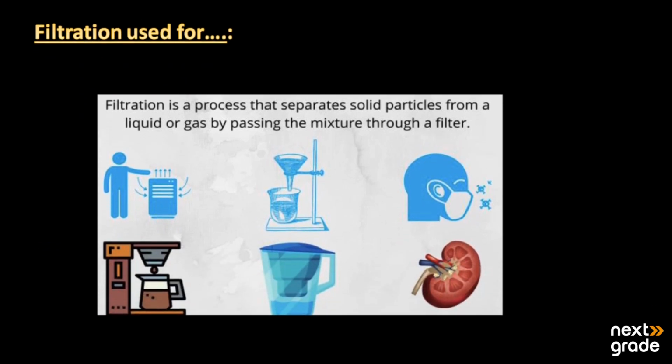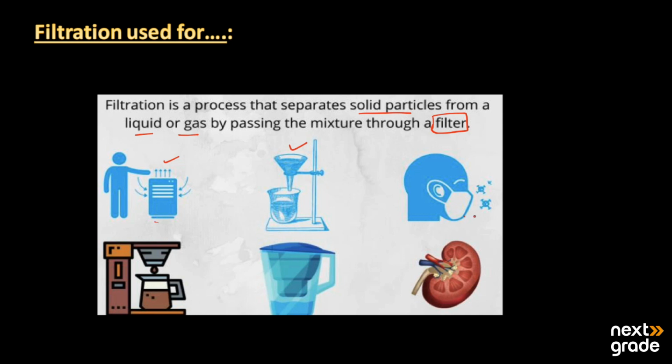Next, we have what filtration is used for. We have a lot of examples from our daily life. The filtration process separates solid particles from liquid, as well as from gas, by passing the mixture through filters. So we can use different types of filters for the filtration process: filter paper, or the water filters, which are also fitted with specific types of filters that remove impurities.